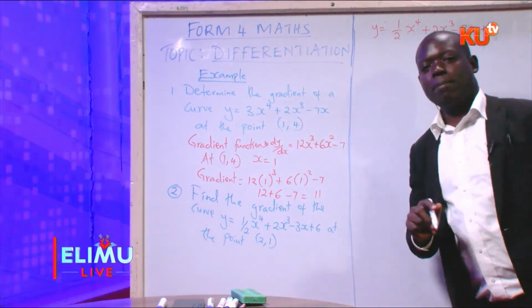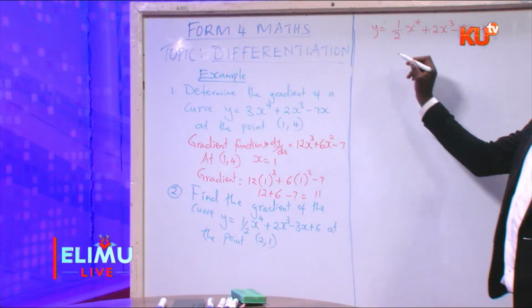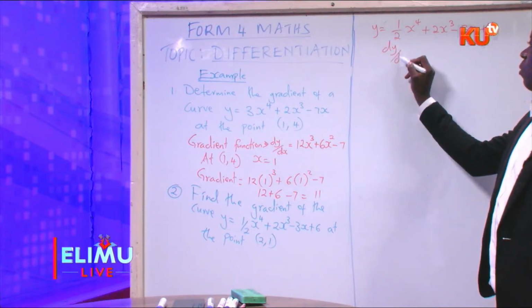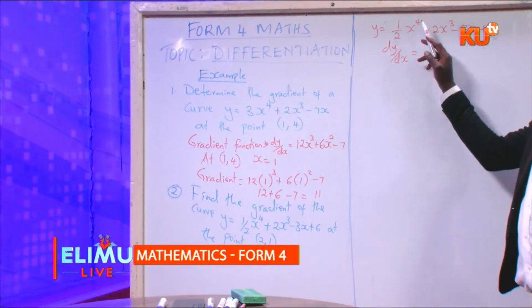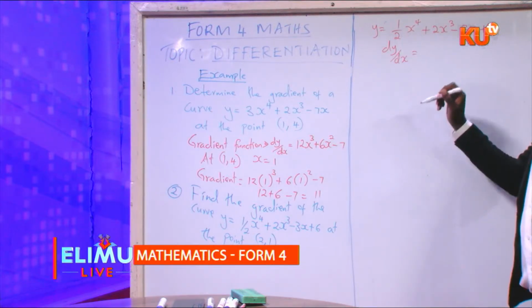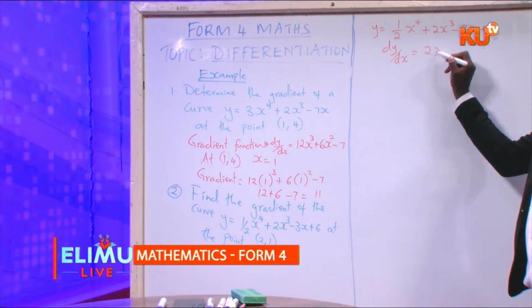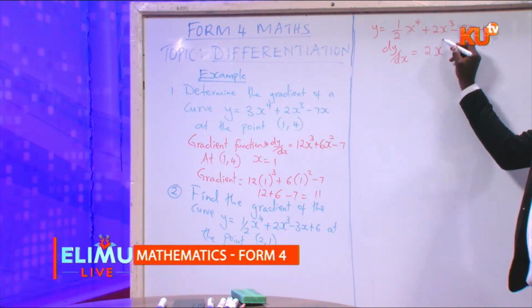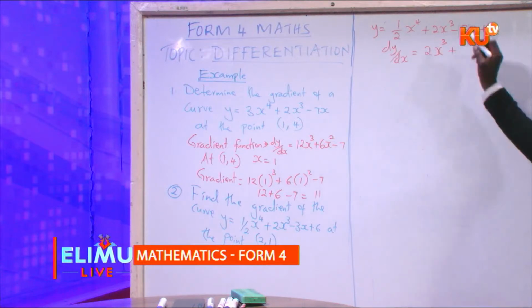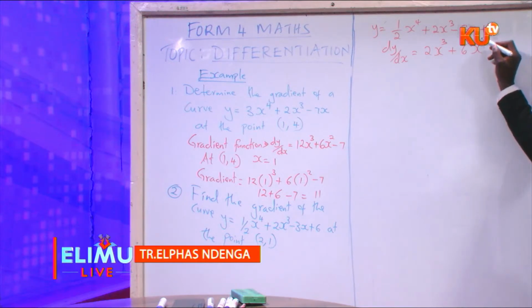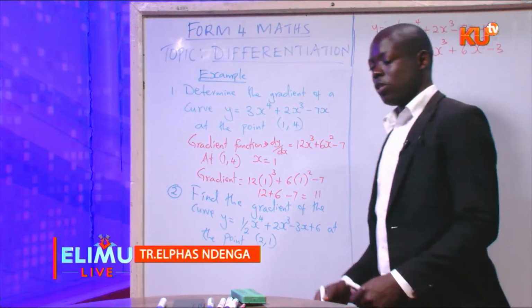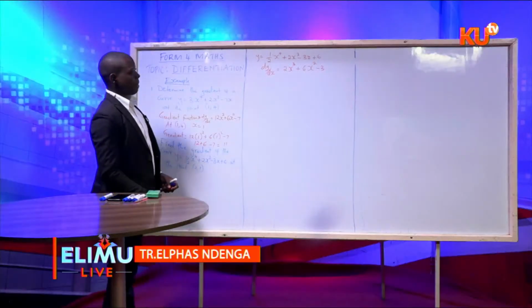The first step that we are supposed to take is to find the dy dx, which is the gradient function. Students, what is the dy dx? Let's differentiate together. 4 by 1 over 2 gives us 2x. 4 less 1 gives us 3, plus 3 by 2 gives us 6x. 3 less 1 gives us 2, less 3, and the derivative of 6 is 0, because that is a constant.